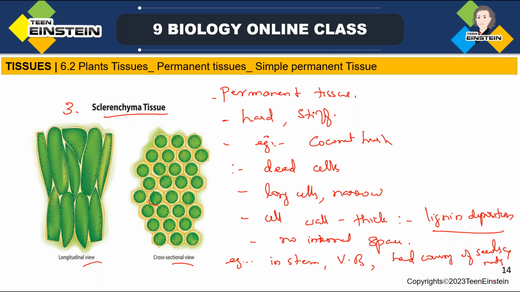Which are the three types of simple permanent tissues? Parenchyma, collenchyma, and sclerenchyma. You need to learn them with diagrams, and you also need to learn the features or characters of the cells of these simple permanent tissues. Clear?